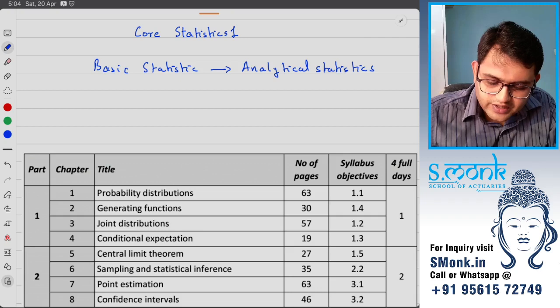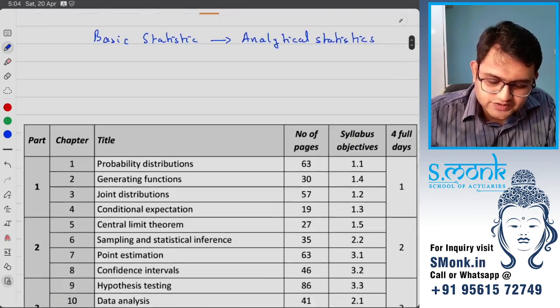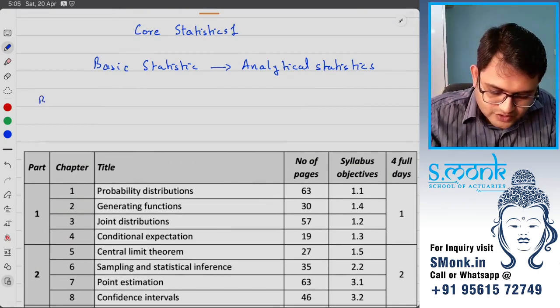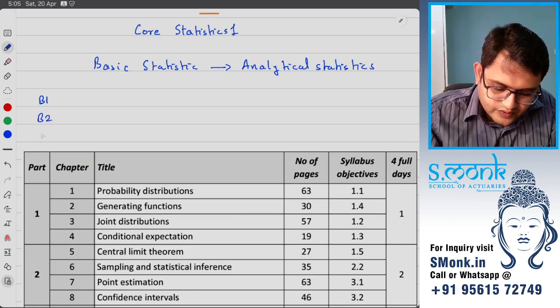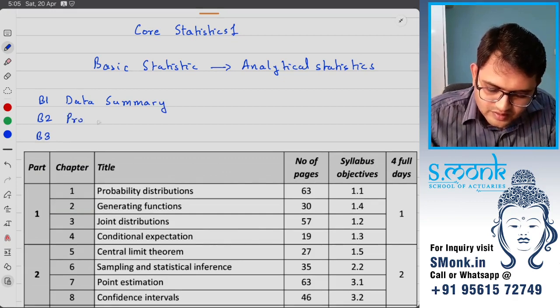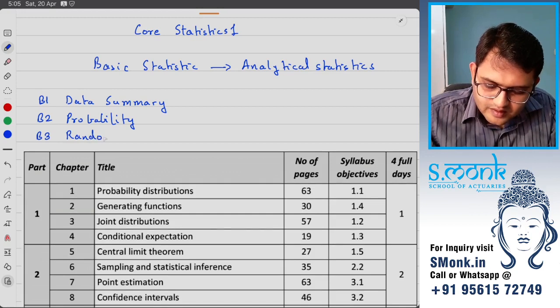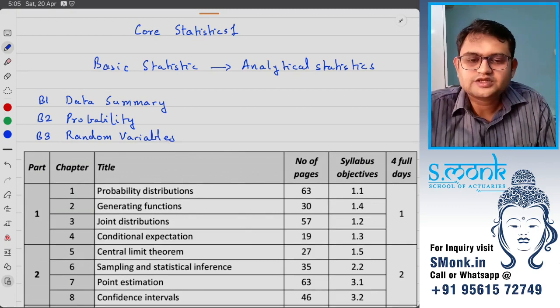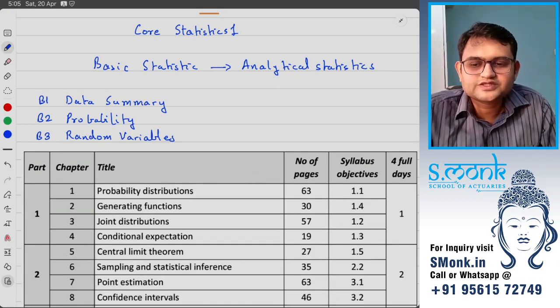Now, when we talk about our basic and analytical statistics, we'll be starting from very basic. So we'll be covering some basic chapters as well. That is not part of our course. So I say we have B1, B2, B3. We have data summary, probability, and random variables. These are the basic topics that we'll be covering. That is not part of our course.